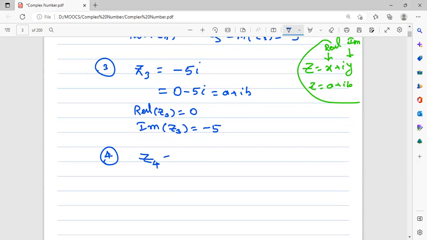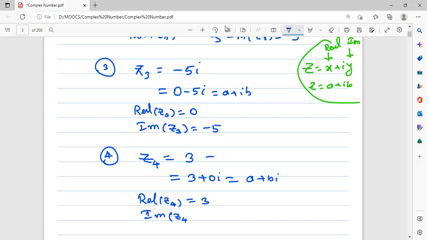Take another number, z4, equal to 3. Then I will write this complex number as 3 + 0i. That means this is again of the form a + ib, where a is the real part. The real part of this complex number z4 is 3 and the imaginary part of this complex number is equal to 0.